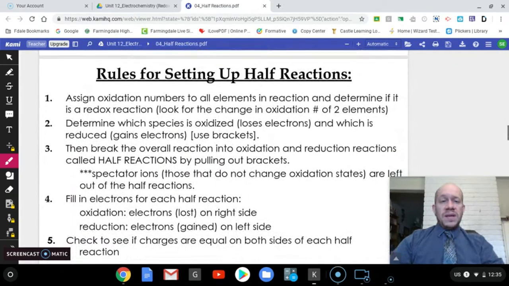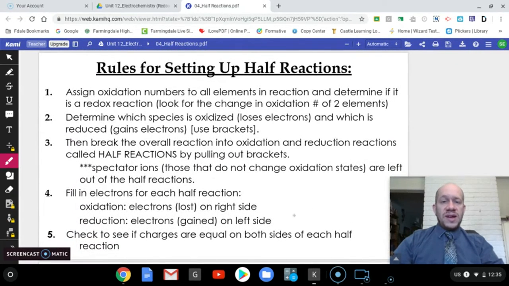So here is the list of rules for setting up half reactions. The step-by-step process is you will first assign oxidation numbers to all the elements in the reaction and determine if it is a redox reaction. So you have to look for a change in oxidation number of 2 elements. One will go up and one will go down. Determine which species is oxidized, so the loss of electrons is oxidation, and which is reduced, which is the gain of electrons. So use the brackets so that you can keep those straight.